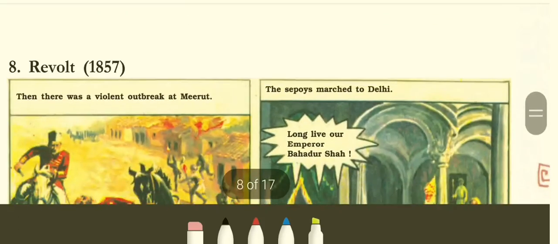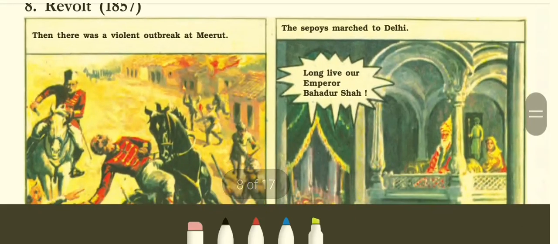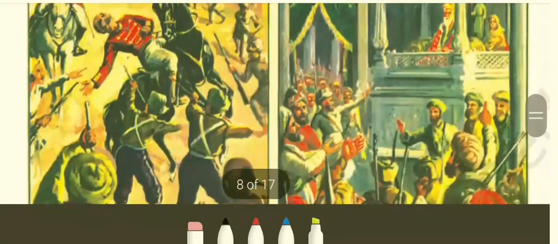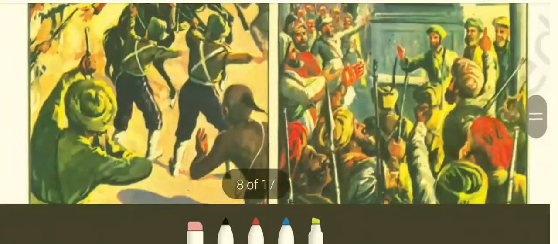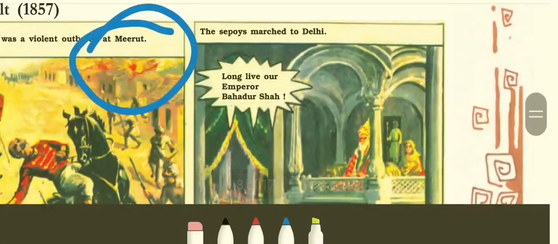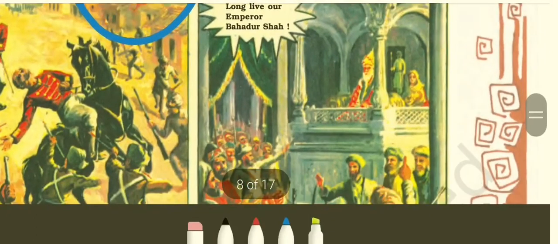Now what happens? The revolt took place. Then there was a violent outbreak in Meerut. You see, killings and firings and all. The Sepoys marched to Delhi. So they all gathered and marched to Delhi. They started hailing the king. They say, long live our emperor, Bahadur Shah. Bahadur Shah was the king then. Here he is.